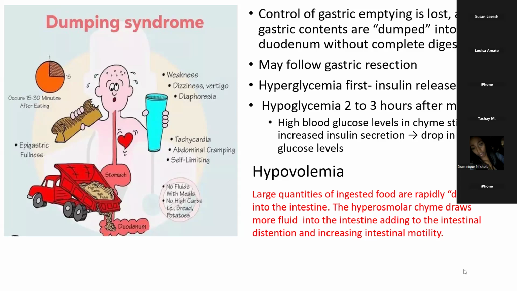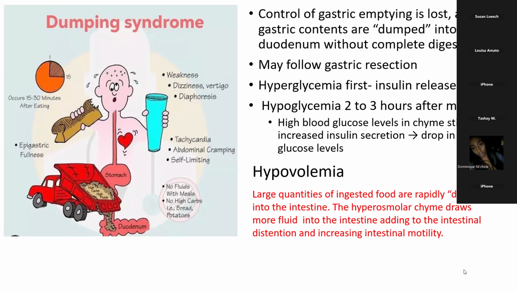All right. So now the body can't control the gastric emptying, and it goes in there really fast because remember, when we talked about the GI system, one of the things that I said is that sphincter allows small amounts of food to go in there a little bit at a time so the body can handle it and process it, right? But now we have this big amount that's dumped in there. So the hyperglycemia with that insulin being released, and then we're going to have hypovolemia.